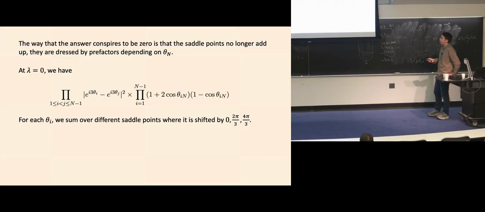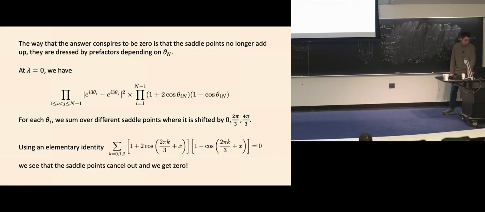Okay? And if you fix a particular configuration of theta 1 to theta n minus 1, this expression, in fact, is non-zero. But the idea is that we don't just have a single configuration. We should sum over these saddle points where the theta i's are shifted by 0, 2 pi over 3, and 4 pi over 3. And it's this sum together with this oscillating factor depending on theta n that makes the answer vanishing.